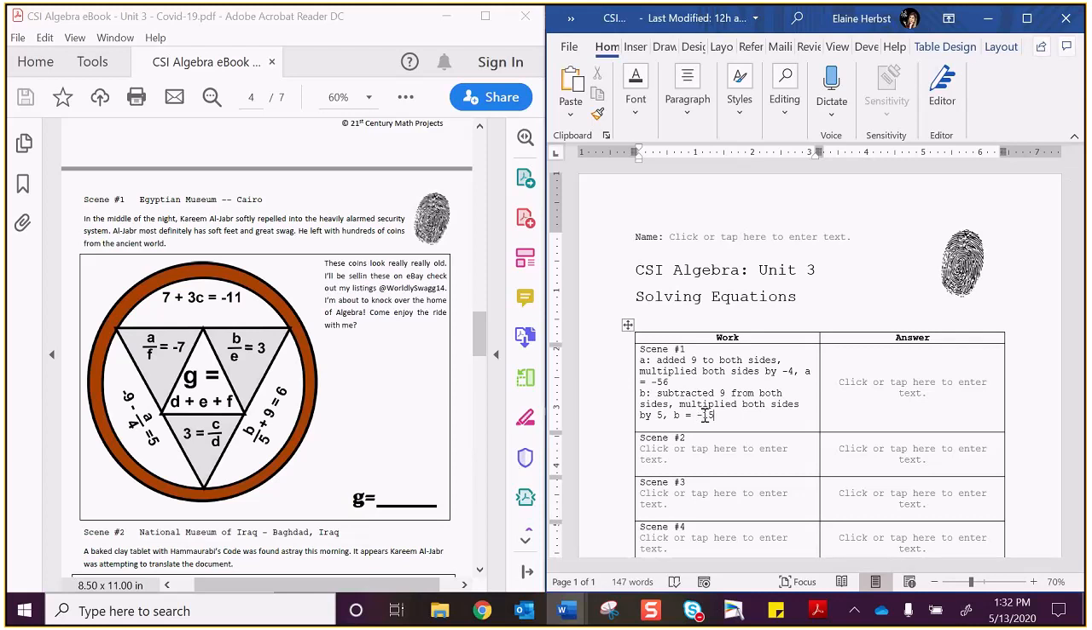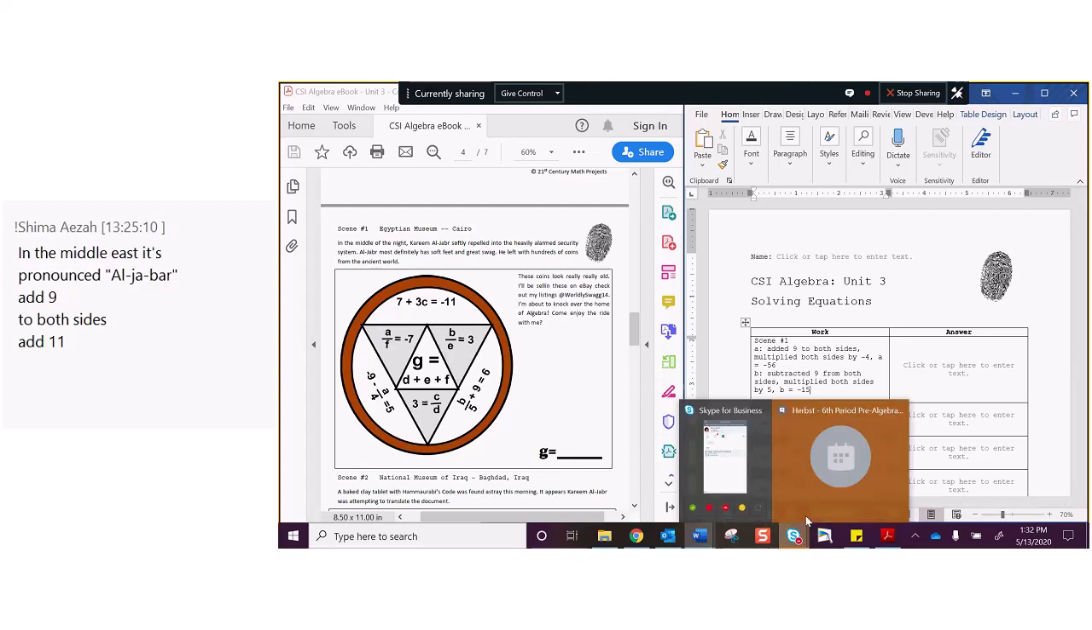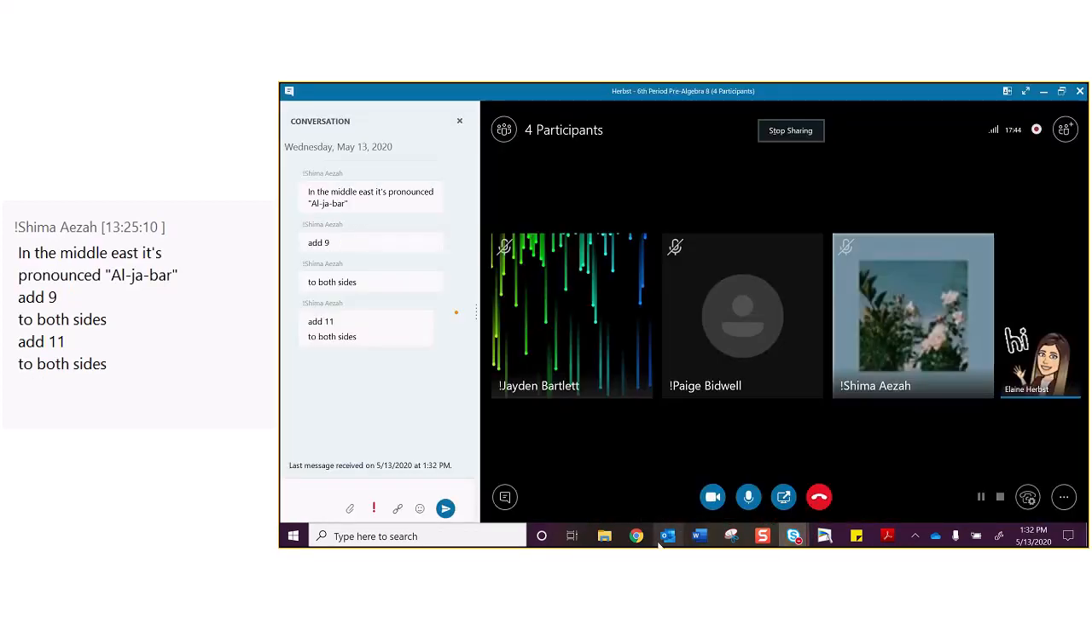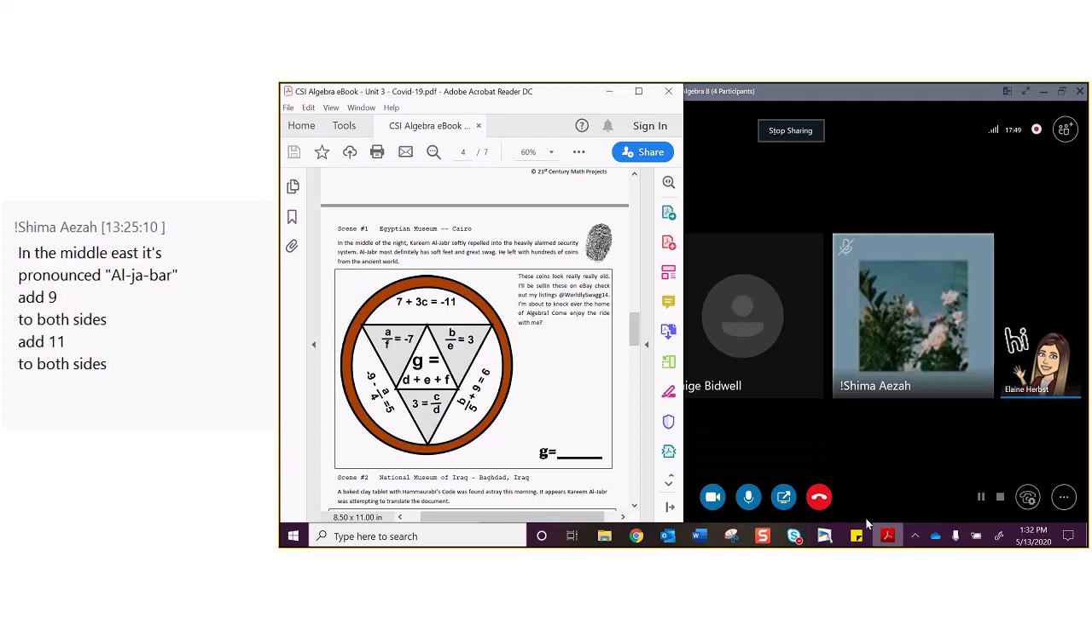So then you're also going to want to do that with C, right? Over here on C, what would you do first on that equation? Does anybody know? The 7 plus 3C equals negative 11. What would you do first? We don't want to go that way, Shema. We want to get the variable by itself. So bringing an 11 over here complicates it. We want to go the other way and do what?